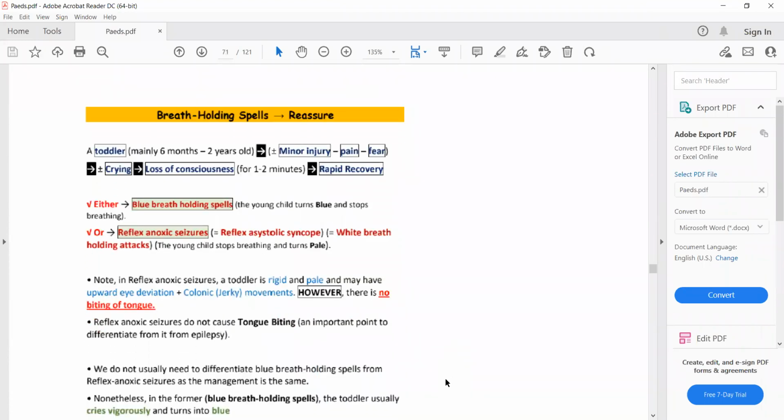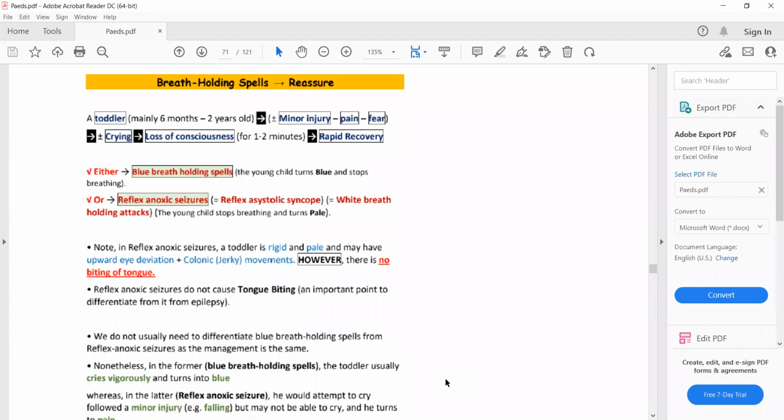Now, another type of seizure that is common in children is breath holding spells. That is blue breath holding spells and reflex anoxic seizures. They are common in toddlers, mainly 6 months to 2 years of age. The pathogenesis of both of them is the same, and the management is also the same. So minor injury, pain or fear plus minor crying can lead to unconsciousness for 1 to 2 minutes and then rapid recovery.